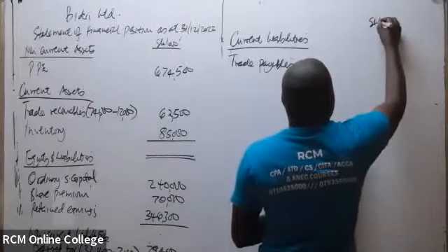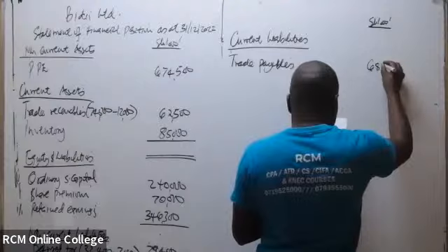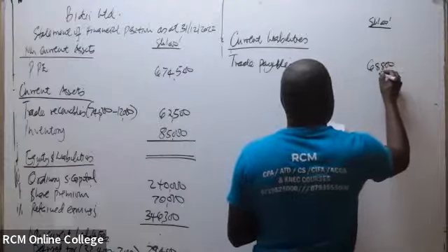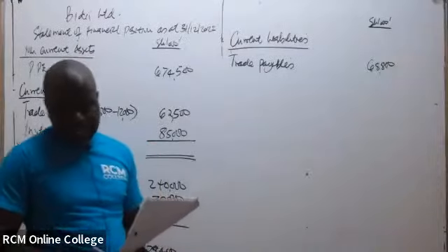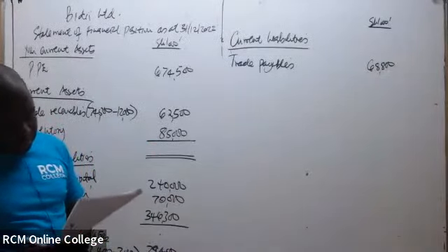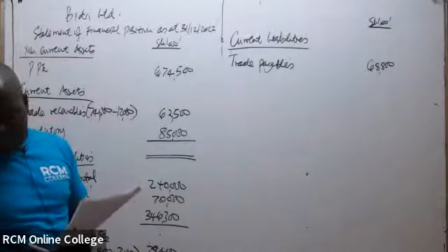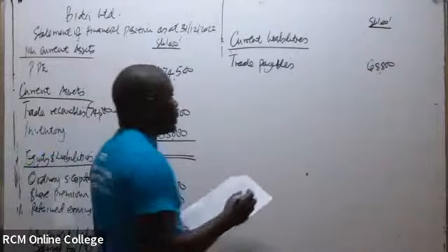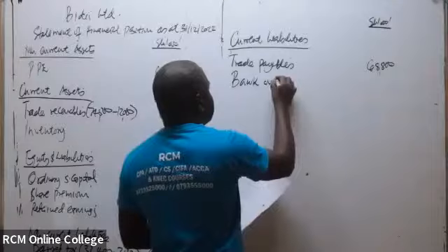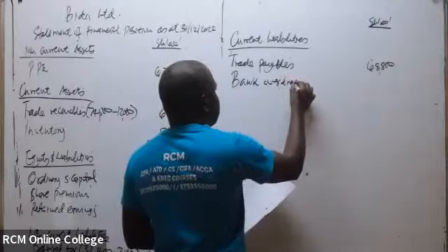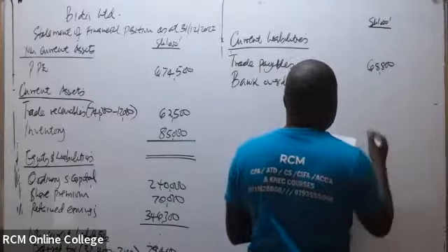Our shillings are in thousands, so it comes to 68,800. Then, of course, we have the bank balance, which our friend was talking about. The bank balance is on the credit side, so that is what we call a bank overdraft of 15,500,000.